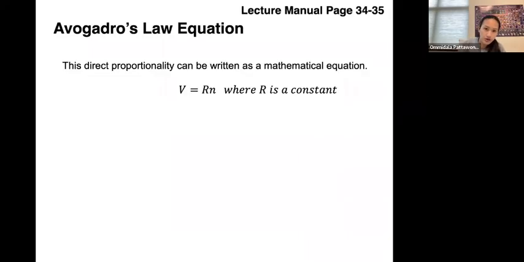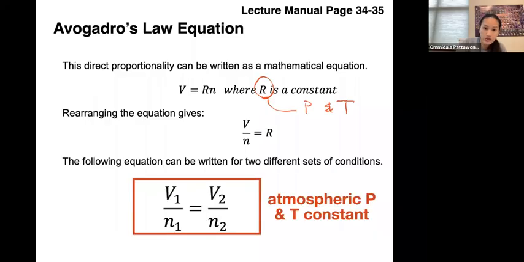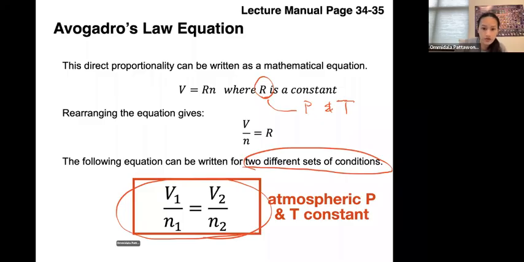So this Avogadro's law can be expressed as volume equals constant times number of moles. Again, the constant we are talking about here is pressure and temperature, as those stay constant. If you rearrange this equation so that the constant is by itself, you get volume over moles equals the constant. And if you have two sets of conditions with atmospheric pressure and temperature constant, this is the set of equations that you can use to figure out either volume or number of moles of gas.